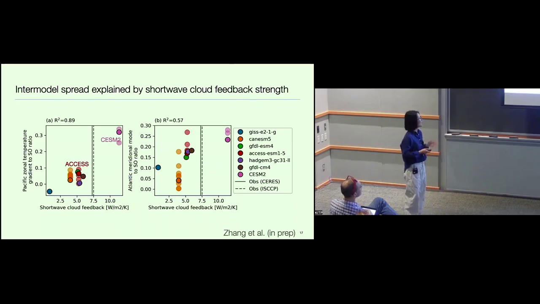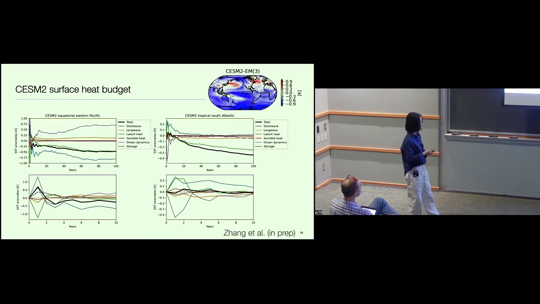Right, so fortunately we have 2 models that provide further outputs to look at their heat budget. So I've selected CSM2 and Access. One has a strong shortwave cloud feedback and the other one has a weaker shortwave cloud feedback. So we can look at the evolution of the surface heat budget in both the tropical Pacific and Atlantic basins.